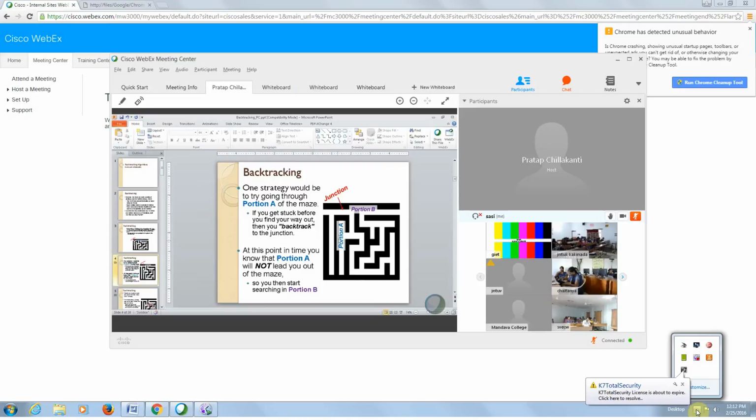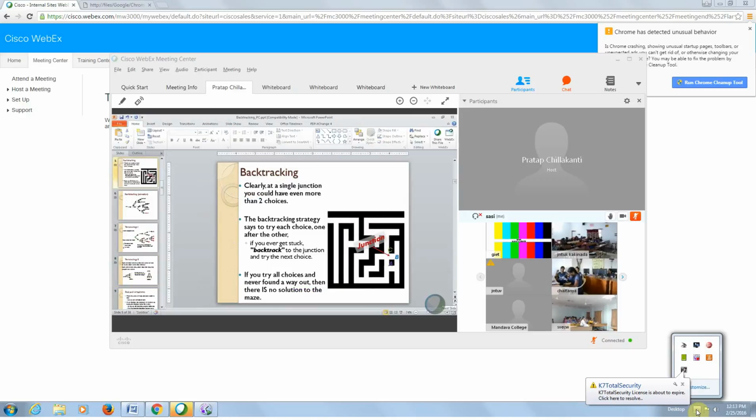So he's explaining here: go through portion A of the maze, because he defined A, B, and C, different categories. If you get stuck before you find your way out, then you backtrack to the junction where that decision was made. Should I follow A? Should I follow B? So when you backtrack, you already know that portion A will not lead you out. Now, since you're a computer scientist, you say, that is useful information, I need to save it somewhere. That's what you should be thinking as a computer scientist. Now you will go to portion B.